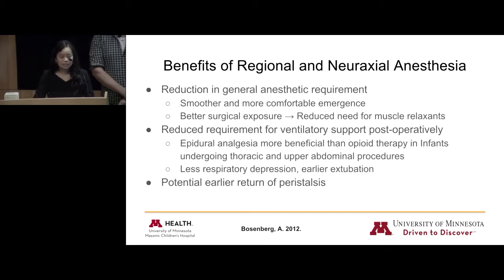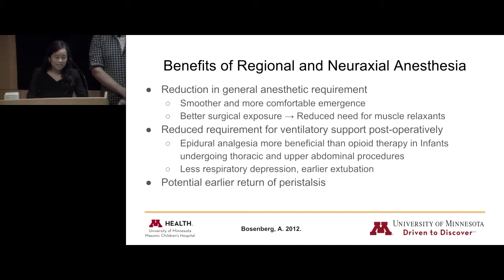It's also been shown to decrease the need for post-operative ventilation. This study was shown in infants undergoing thoracic and upper abdominal procedures. They compared epidural analgesia versus IV opioid therapy, and epidural analgesia was proven to be more effective in terms of less ventilatory days. And also it has the ability to have return of peristalsis earlier in the postoperative period, whereas opioids would, as you know, cause issues including constipation.